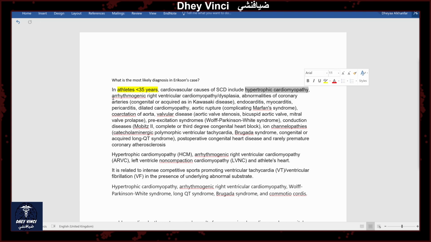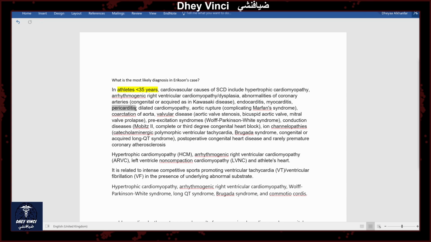We have discussed this. Arrhythmogenic right ventricular cardiomyopathy, we have also discussed this. Abnormalities of coronary arteries, congenital or acquired, Kawasaki disease, we have excluded this. Endocarditis, myocarditis, we've discussed this, and it could be a cause, but unlikely in terms of COVID. If he gets flu, he has to be excluded, prevented from having the match.